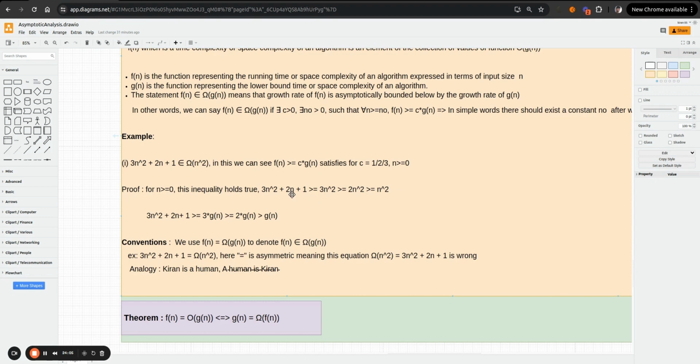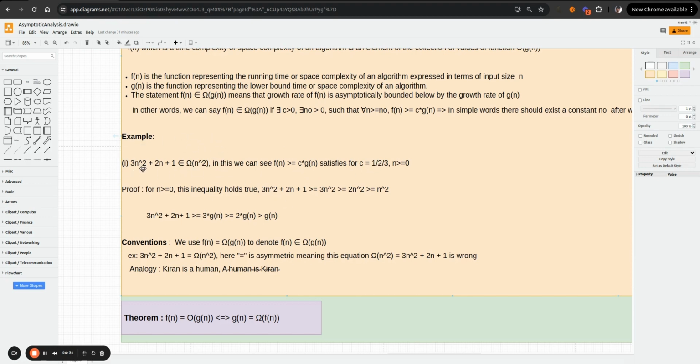I will be removing these two terms. So 3n square plus 2n plus 1 will always be greater than 3n square, always greater than 2n square, and always greater than n square for n greater than or equal to 0. So we can say that f of n is always greater than or equal to 3 times g of n and 2 times g of n. So this inequality holds true for these values, and we can say that this expression is correct.